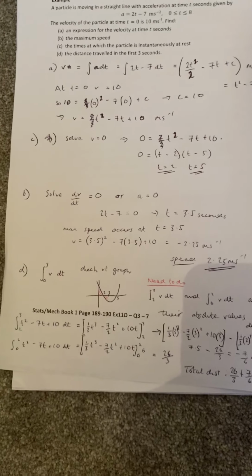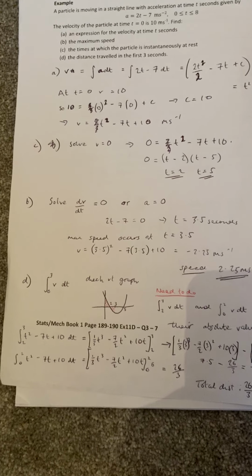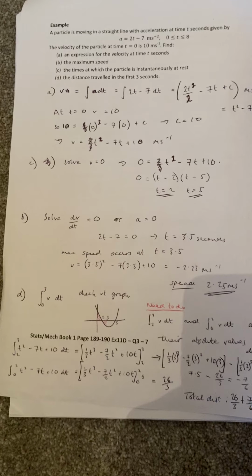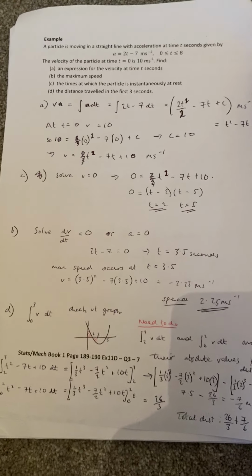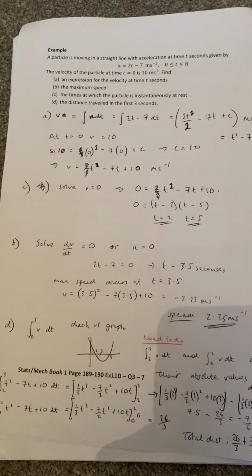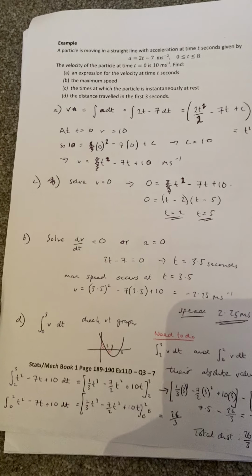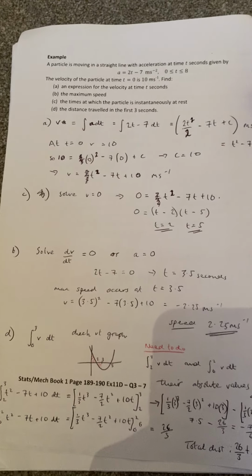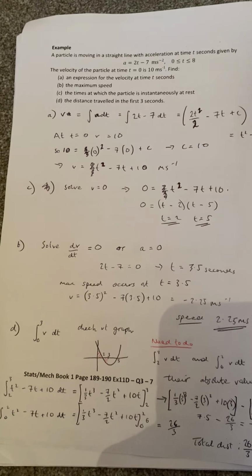I'm sorry, I did jump ahead to part B actually. So just looking at B first, then. We've got to solve dv by dt equals 0, or that is to say, solving a equals 0. So the time at which the maximum speed occurs is at t equals 3.5, if we solve 2t minus 7 equals 0.